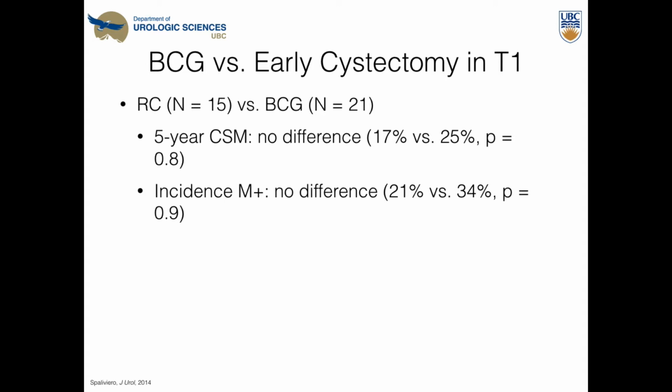And there was also a trend towards decreased incidence of metastases. However, neither of those were statistically significant. So based on the lack of statistical significance, the Memorial Sloan Kettering group actually cautiously concluded that BCG was still a reasonable therapy, but they also conceded that they didn't know how to select the patients who would respond.